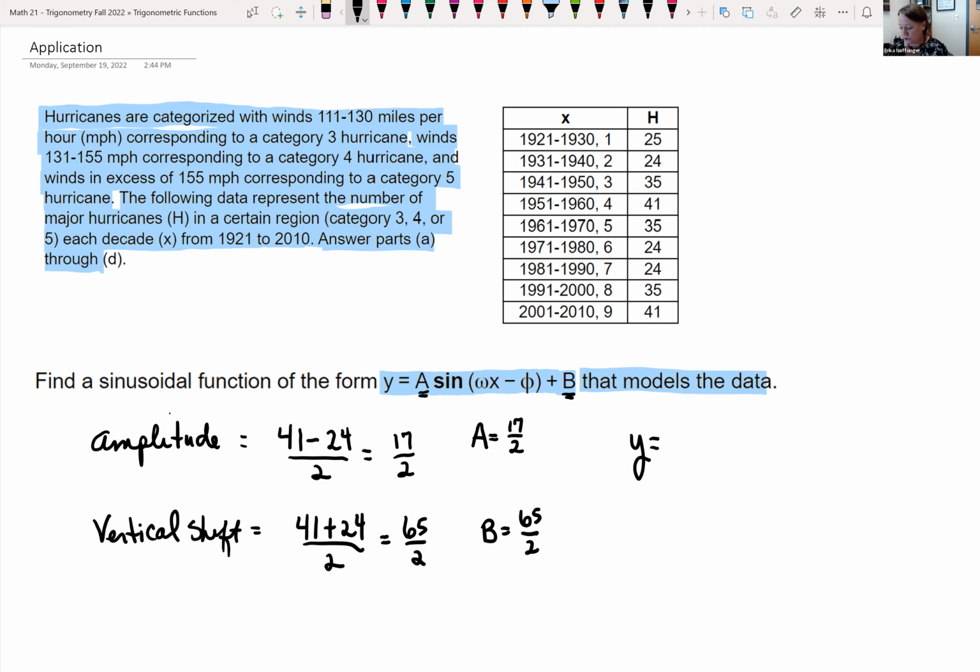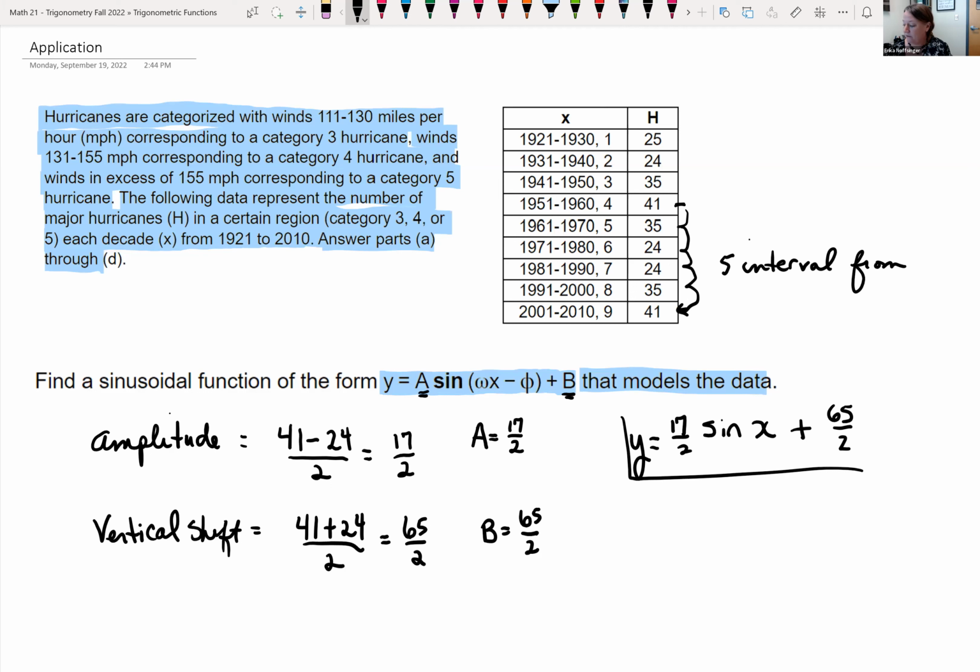So far we have y is equal to 17 halves sine of some value times x plus our 65 halves. We now want to look at our period. It's a little bit off, but if we look at our max value of 41 to the max value here of 41, we have 1, 2, 3, 4, 5 intervals here, from max to max. So that is our period. Our period is equal to 5.